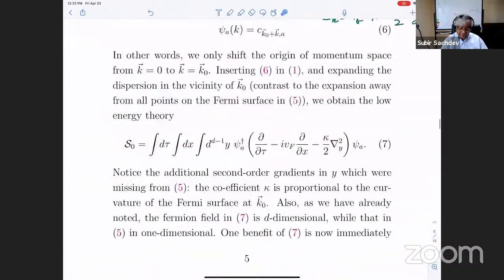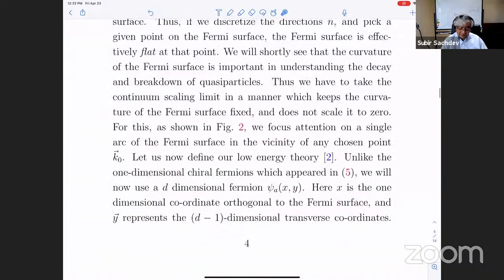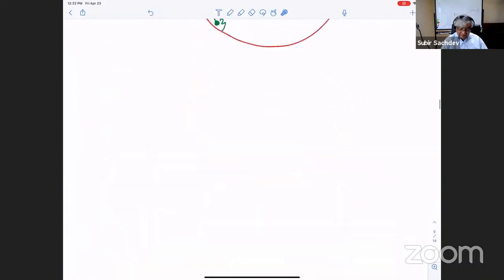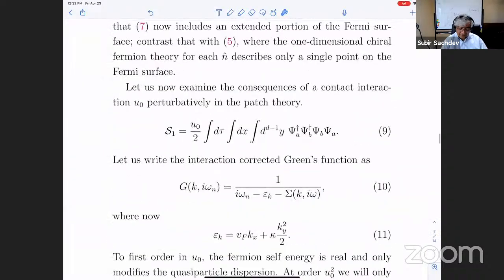So we're going to put in, where did it go? We're going to work in the long wavelength limit. Where are the interactions? Here. So this is our interaction. We're just going to work in the vicinity of the point K naught, and we just put in a Hubbard-like interaction. These are the spin labels.